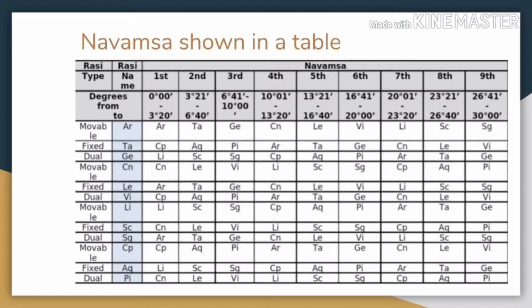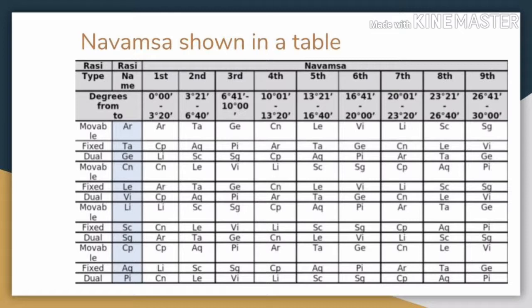Now what you do, you divide each of these signs into 9 equal parts. So the sign of Aries, if you see, is divided into 9 equal parts. So the first part is how much? From 0 degrees to 3 degrees 20 minutes, because each part is 3 degrees 20 minutes in length. Next part is 3 degrees 21 to 6 degrees 40. The third part is from 6 degrees 41 to 10 degrees. Fourth part will be from 10 degrees 1 minute to 13 degrees 20 minutes, and so on. The ninth part will be from 26 degrees 41 minutes to 30 degrees, right?